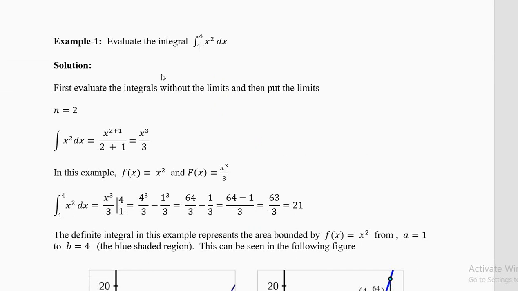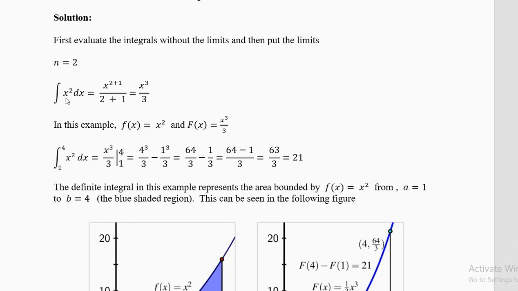Now let's start with a simple example. Evaluate the integral from 1 to 4 of x square dx. The function small f is x square. Now this is a power function, n equal to 2. Integrate x square, you will get x power 3 over 3.